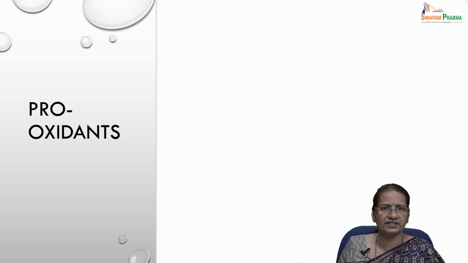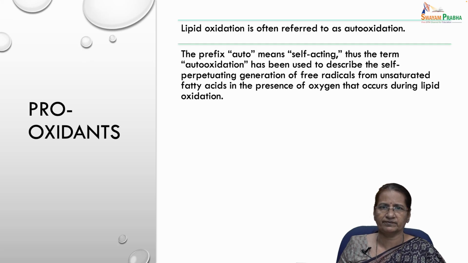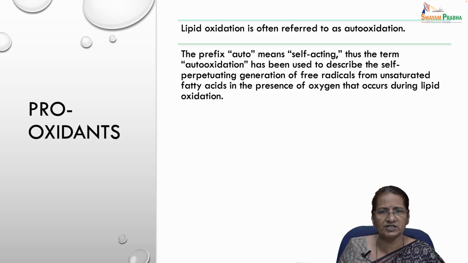Now, pro-oxidants. Lipid oxidation is often referred to as autooxidation. The prefix auto means self-acting. Thus, the term autooxidation has been used to describe the self-perpetuating generation of free radicals from unsaturated fatty acids in the presence of oxygen that occurs during lipid oxidation.